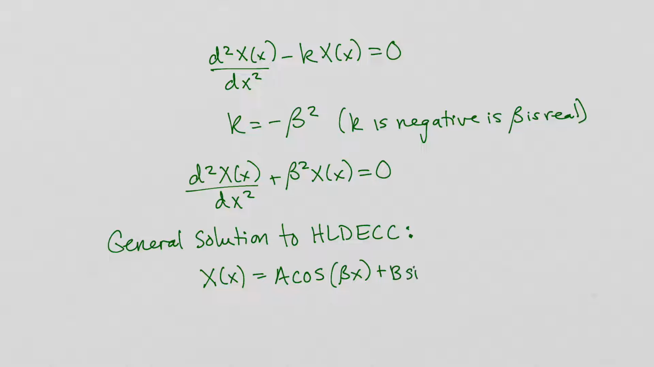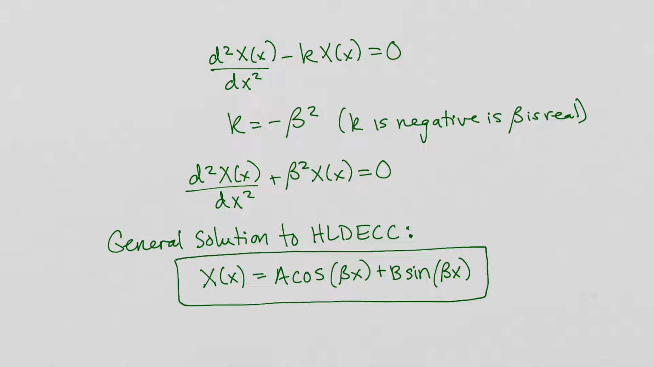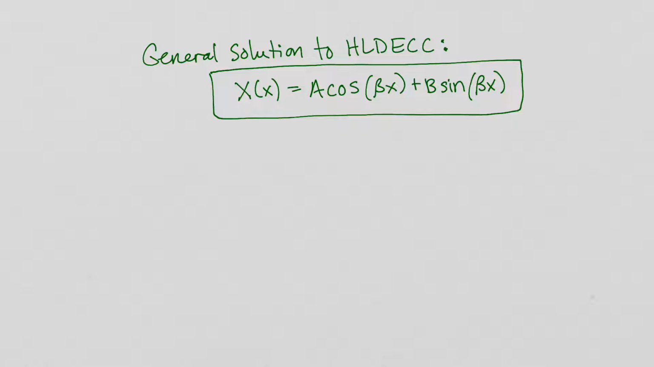If you are familiar with waves, if you've ever plotted waves in a physics course or a math course, this form of equation is going to look very familiar to you. But the important takeaway is that this boxed expression is the general solution to our HLD-ECC in terms of x. Now, starting with our general solution, our next step is to apply the boundary conditions for our particular system.